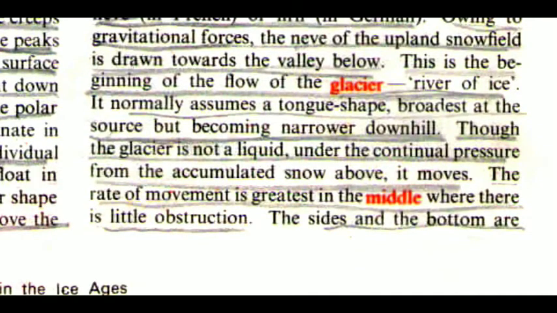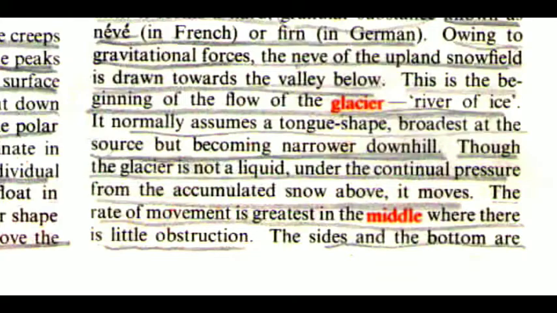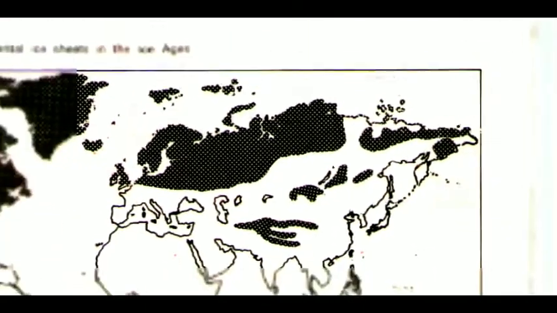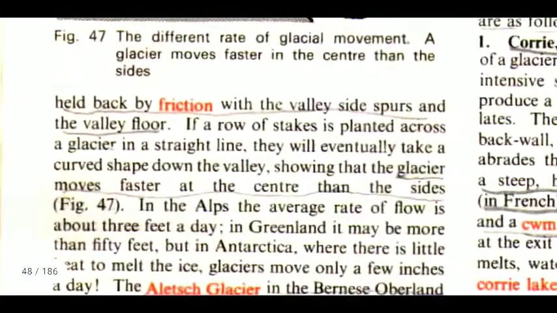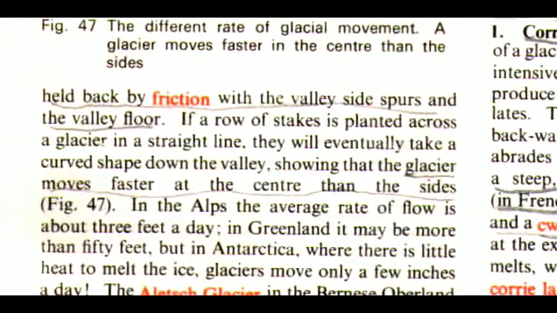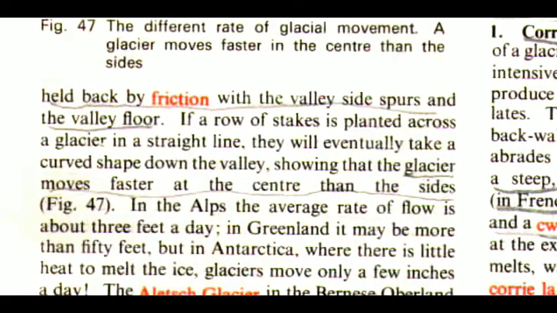It normally assumes a tongue shape, broadest at the source but becoming narrower downhill. Though the glacier is not a liquid, under the continual pressure from the accumulated snow above, it moves. The rate of movement is greatest in the middle where there is little obstruction. The sides and the bottom are held back by friction with the valley side spurs and the valley floor. If a row of stakes is planted across a glacier in a straight line, they will eventually take a curved shape down the valley, showing that the glacier moves faster at the center than the sides.